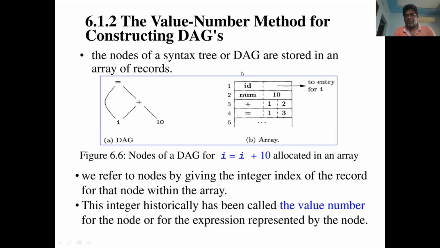So the variants of syntax tree is an important question from your examination point of view. There are two variants of the syntax tree. One is the directed acyclic graph itself, and the other one is representing this directed acyclic graph in the form of an array of records. Okay, where this array of records refers to nodes by giving the integer index of the record for that node within the array, and then this integer is called the value number for the node or for the expression represented by the node. That is how we are using those indexes as the representations in the array.